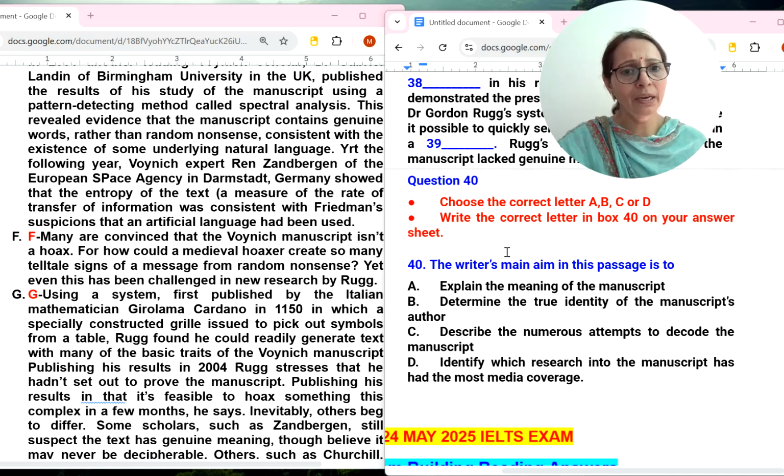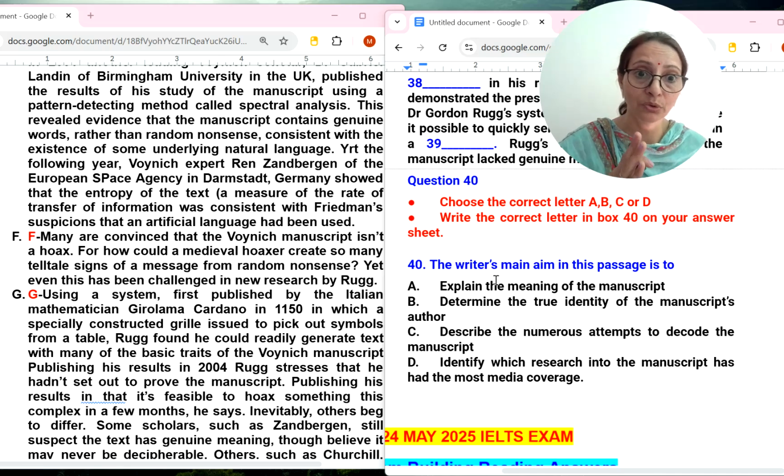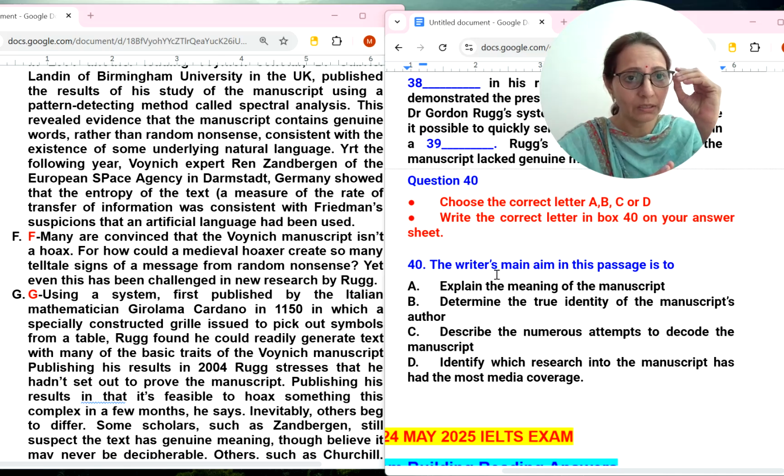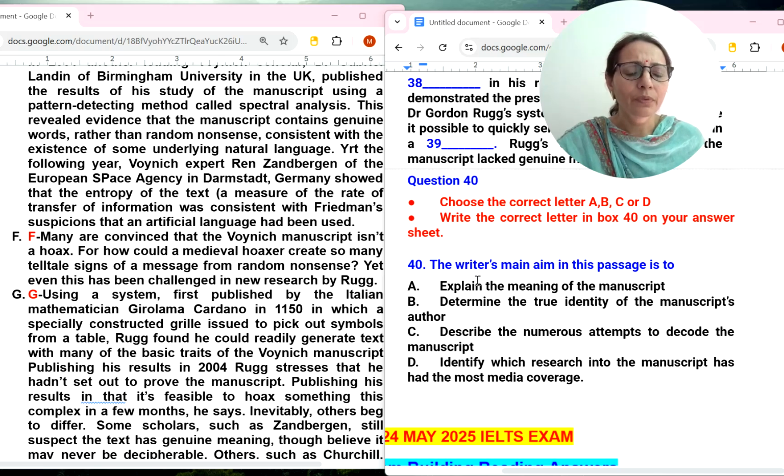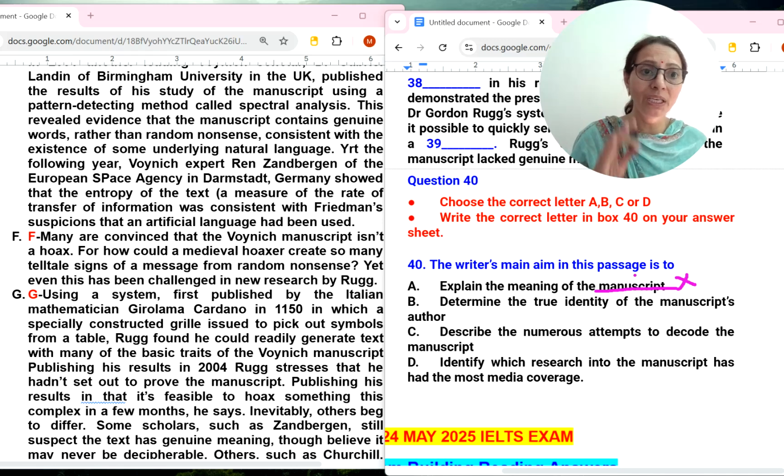Because this is the 40th number question, at the end you will not have any time for finding the location of this question. So mainly you can get the location of these questions in the first or last paragraph, maybe the writer's main aim. In the first paragraph you can easily get the writer's main aim. "The writer's main aim in this passage is to explain the meaning of manuscript." No meaning has been explained here, so this is wrong. They used the word manuscript, but they have not told the meaning, like I was telling you, the written record of old history.